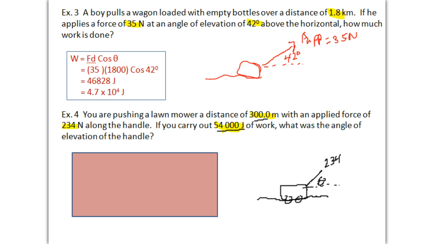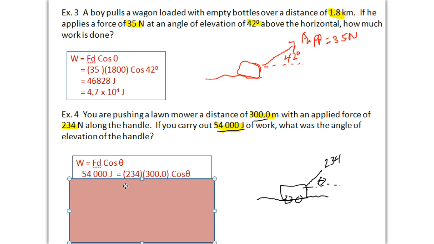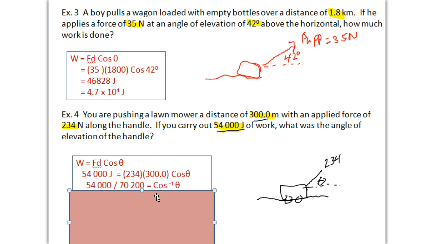Let's start with your formula and fill in the values you know. So we know what work is, we know the force applied, we know the distance, but we need to find the angle. So filling in our values here, we'll multiply these two numbers together, our force and our distance, and we should divide that on the other side. So we have 54,000 divided by 70,200, which is the product of this multiplication.